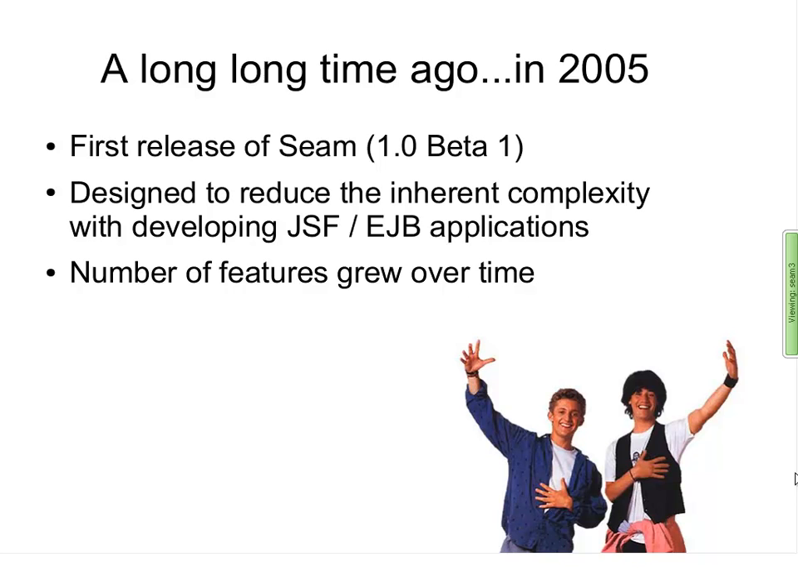When the first beta version of SEAM was released in September 2005, one of its main goals was to reduce the complexity in developing JSF-based web applications. It achieved this by eliminating the requirement for a backing bean layer, which meant that developers could concentrate more on writing the business logic for their application and less on writing boilerplate code. Of course, as time went on, SEAM gained a number of other features also.